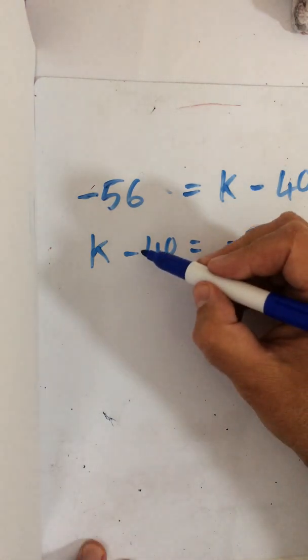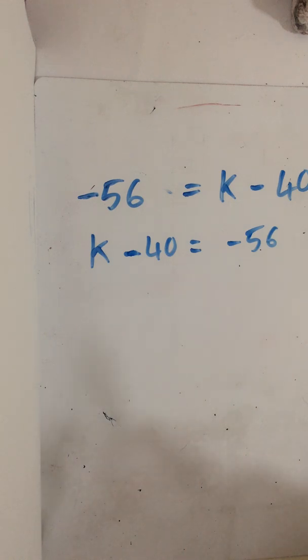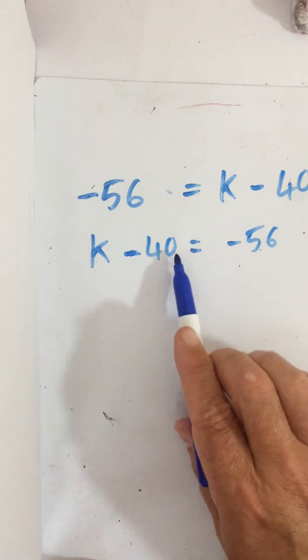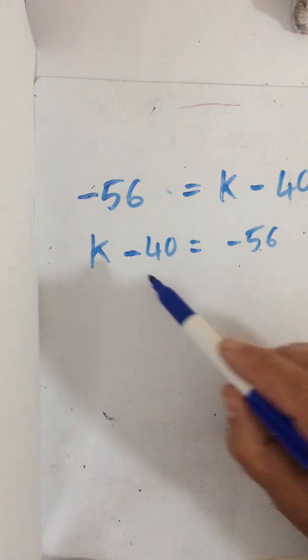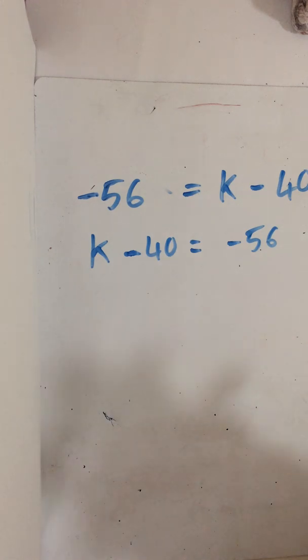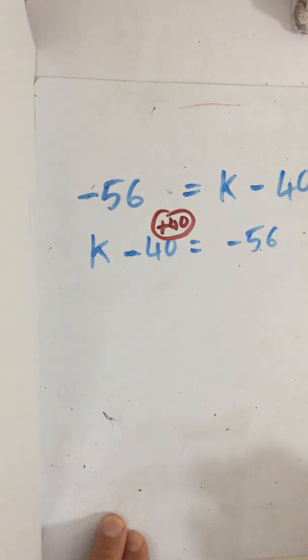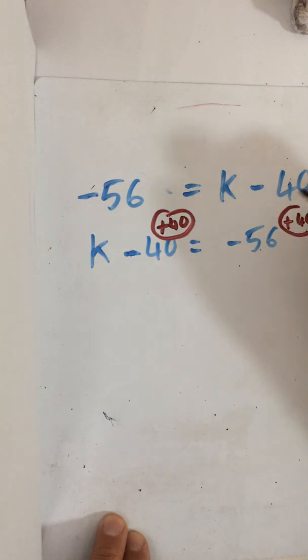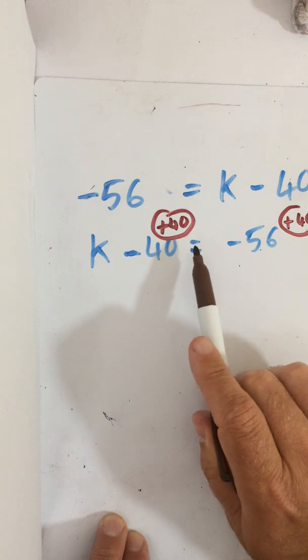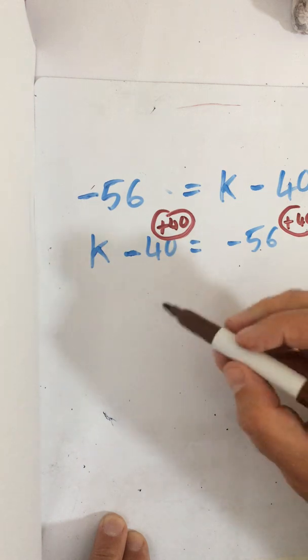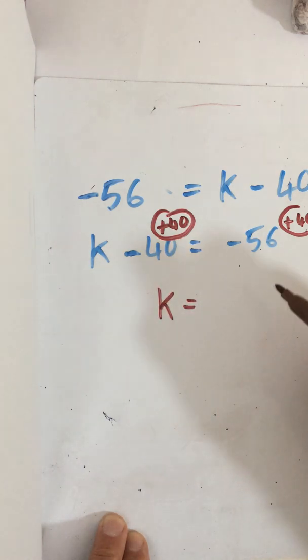My first step is I want to be left with just k on this side of the equation. So I have to get rid of this minus 40. How am I going to get rid of the minus 40? I'm going to add 40 to it, and I'm going to put that in a circle. I'd like you to do the same when you come to do yours. Add 40 on both sides, because it's called the balance method. So minus 40 plus 40 will just leave me with k on this side of the equation.